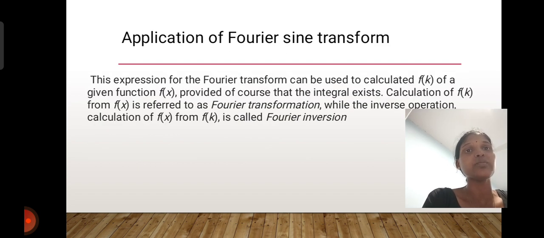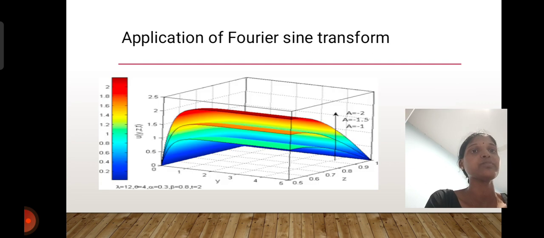Next, we are studying applications of Fourier sine transformation. In this application, the Fourier transformation can be used to calculate the transform of f of x for a given function, provided of course that the integral exists. Calculation of f of k from f of x is referred to as the Fourier transformation, while the inverse operation, calculation of f of x from f of k, is called Fourier inversion.